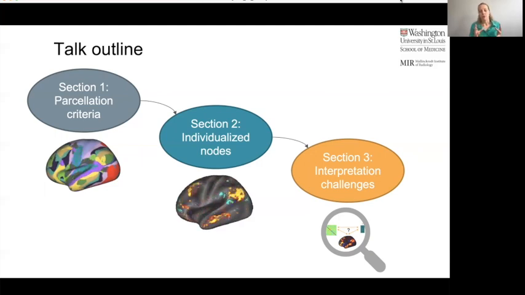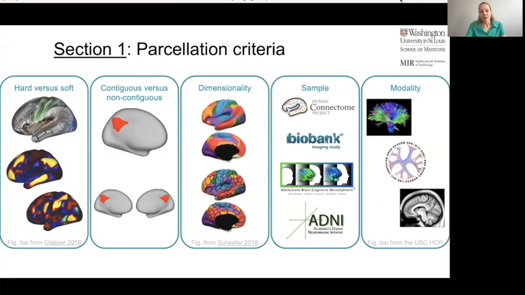In section 1, I'm going to go over multiple different considerations to think about when you're defining your nodes. In section 2, I'm going to go more in depth about different methods that have been developed in recent years to define the boundaries of nodes for individual people. And then in section 3, I'll discuss some challenges and caveats in terms of the interpretation in relation to how we define our nodes. So let's start off with section 1.